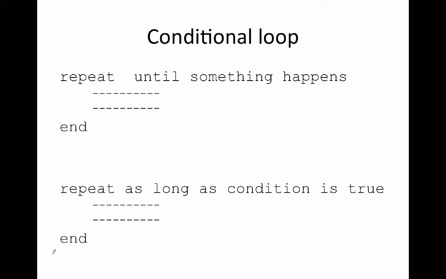With a conditional loop, ahead of time, we don't know how many times the action is going to be executed. So we'll either say something like repeat until something happens. So repeat these actions and keep repeating the action over and over again until something happens. Or another way of phrasing it might be repeat as long as condition is true. So have a condition up here and keep repeating these statements as long as the condition is true.